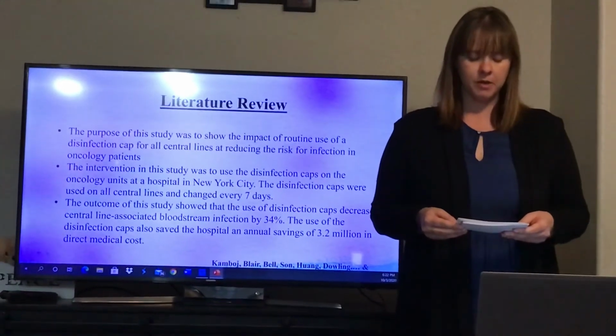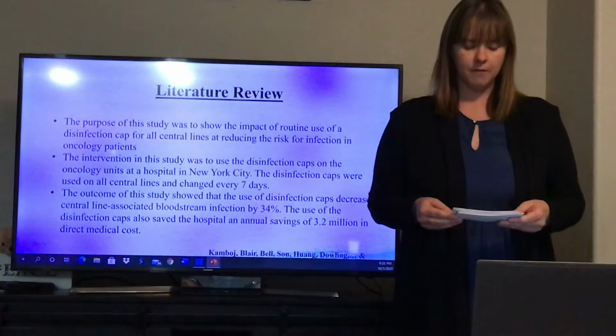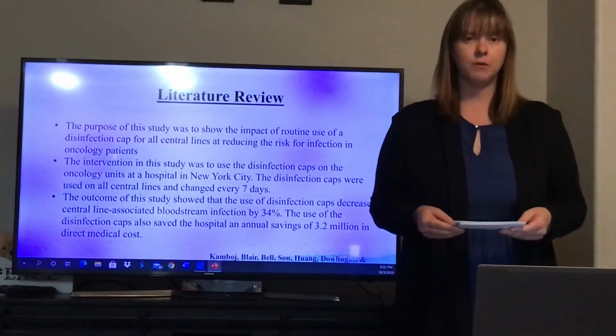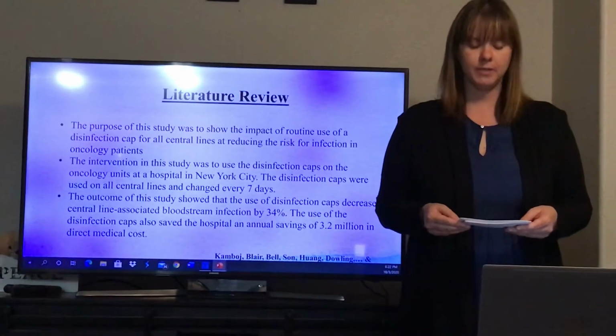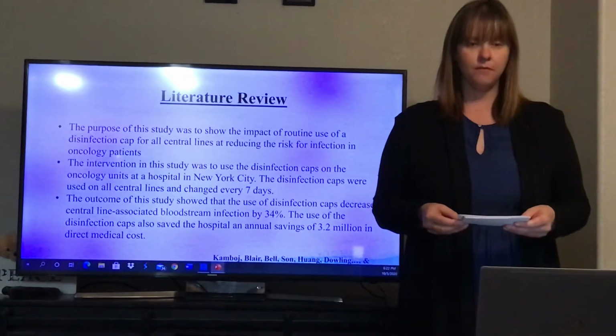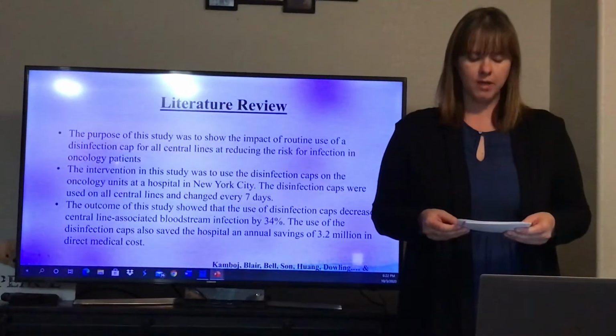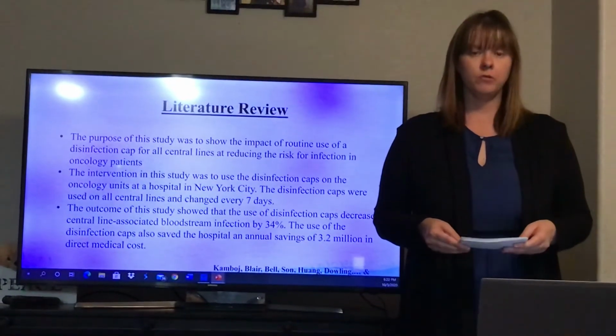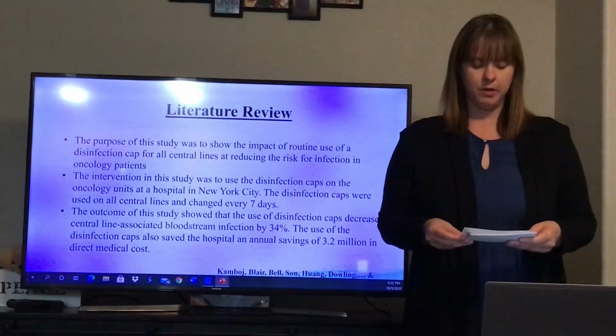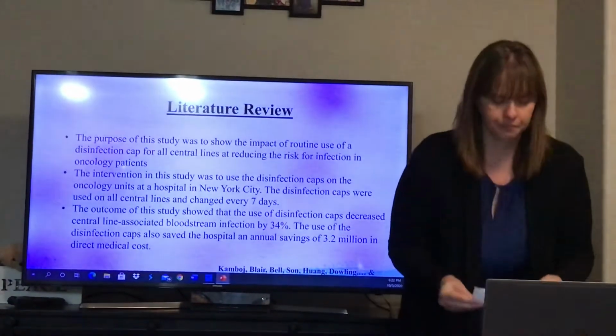The outcome of the study showed that the use of disinfectant caps decreased central line associated bloodstream infections by 34%. The use of disinfectant caps also saved the hospital an annual savings of $3.2 million in direct medical costs.